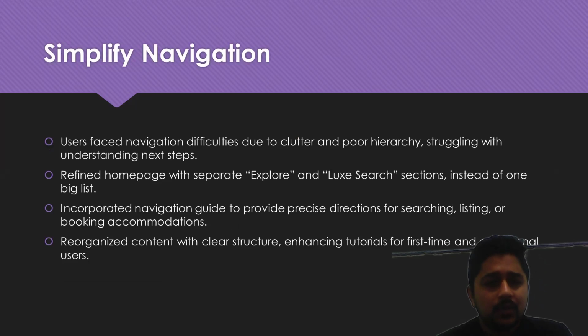Simplify navigation. Users face navigation difficulties due to clutter and poor hierarchy, struggling to understand the next steps. Going off topic, one of my friends faced difficulty on Airbnb's website regarding the host websites. The next point is a refined homepage with separate explore and search sections instead of one big list. I think this is the crucial part, because with one big list people sometimes feel confused, so separate explore and search sections are a good thing.